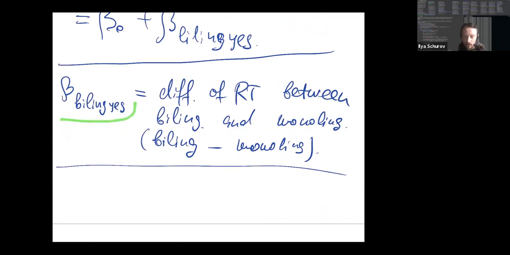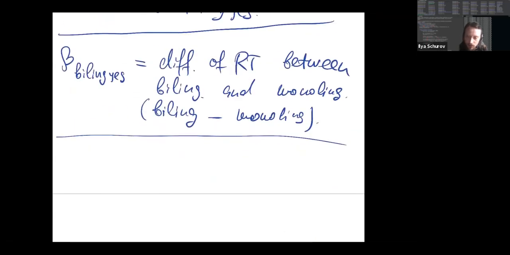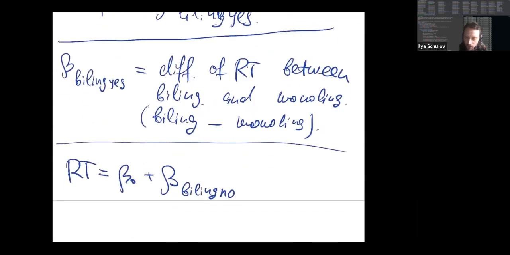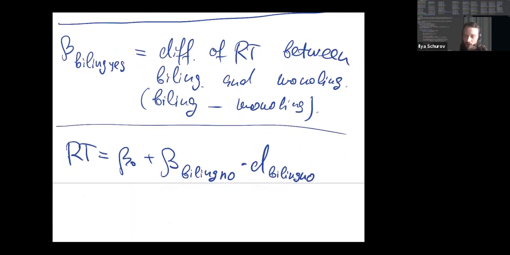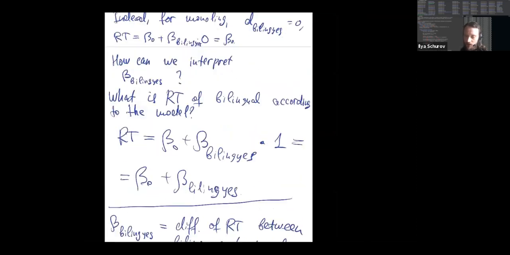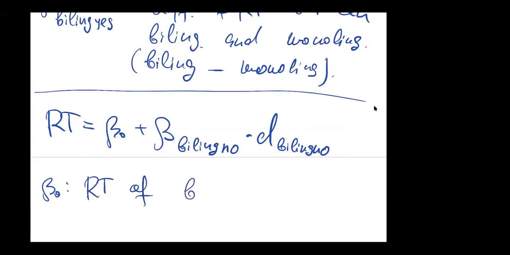In fact, if I consider a model that is called, for example, reaction time equals beta naught plus beta monolingual null times the dummy variable monolingual null, where monolingual null is the dummy variable that is opposite to the variable bilingual yes, then we have a bit different interpretation. Now beta naught is the reaction time of who? Bilinguals.